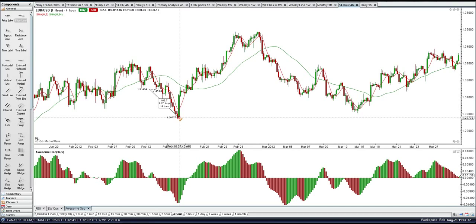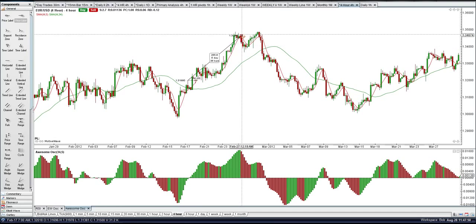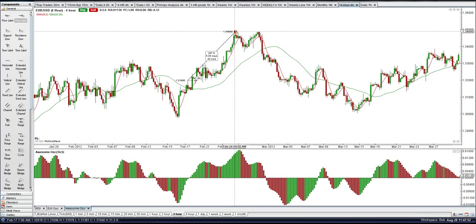175, 168, would have been real close there. And another cross. So we probably would have waited for a close here. Stop would have been 221. You would have gotten your 221.